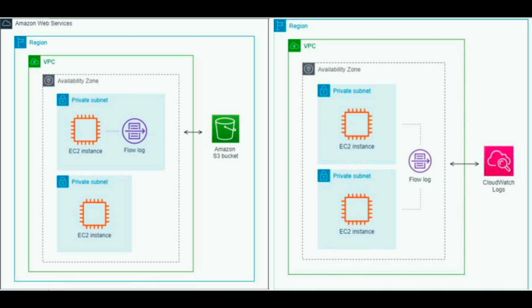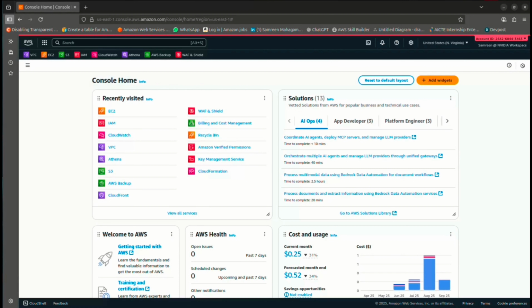So in the second part of this video, I will show you how to block the traffic using the NACL. But in this video, I will focus on showing you how the VPC flow logs work. So in simple words, VPC flow logs are like a CCTV camera for your AWS network traffic. They don't stop the intruders, but they show you exactly what's happening. So let's see how to set up the VPC flow log.